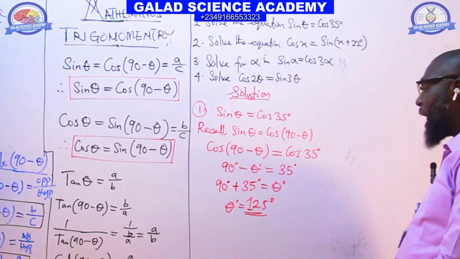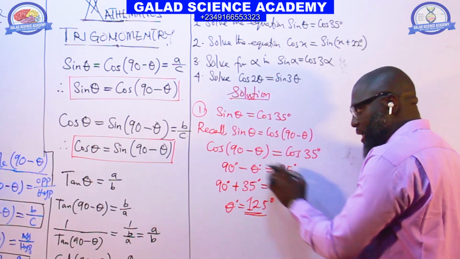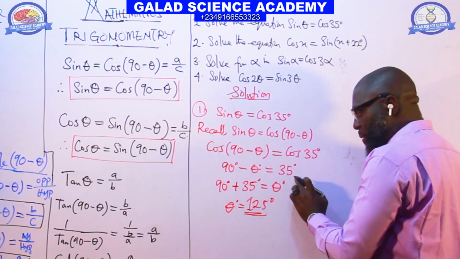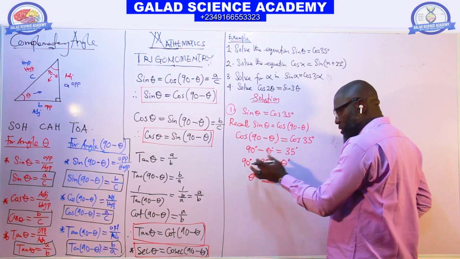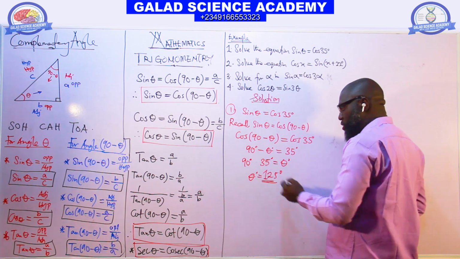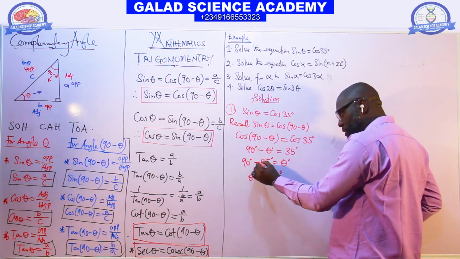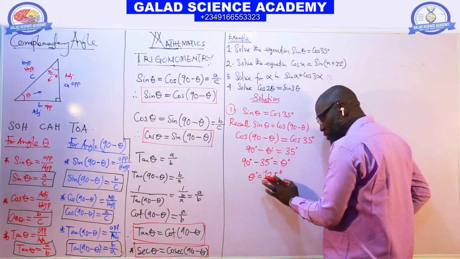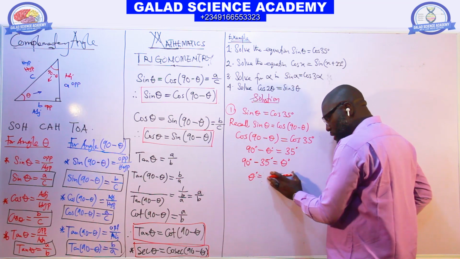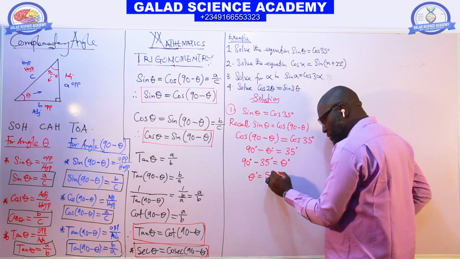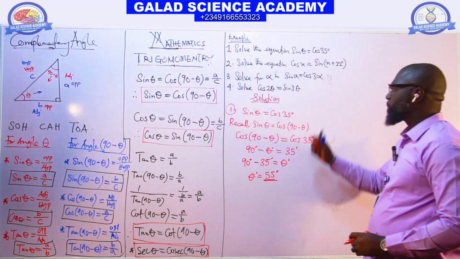Oh, there is a little mistake here. I collect the like terms here. This 35 will go here. It will be minus, sorry, it will be minus. The 35 will be minus, 90 minus 35. It will give us 55 degrees. The angle was less than 90 now.